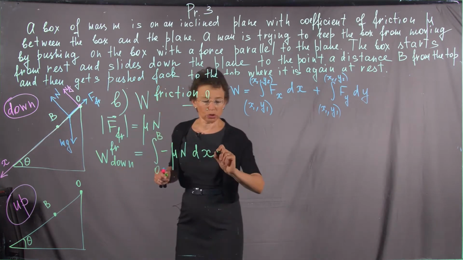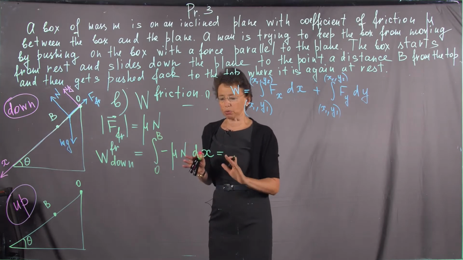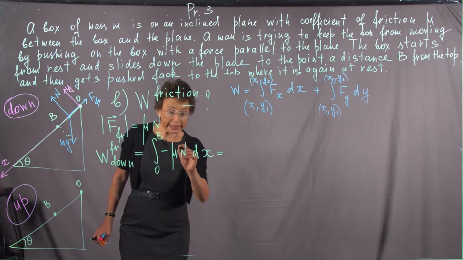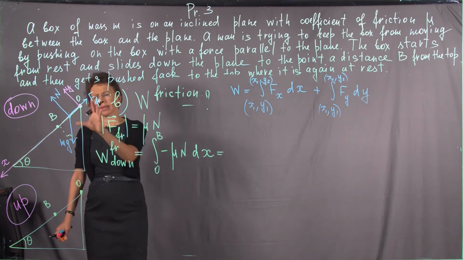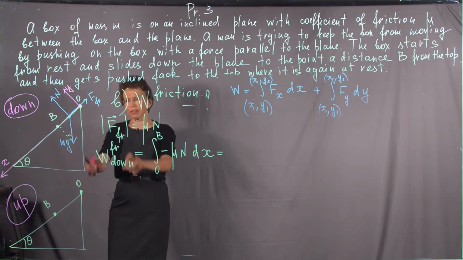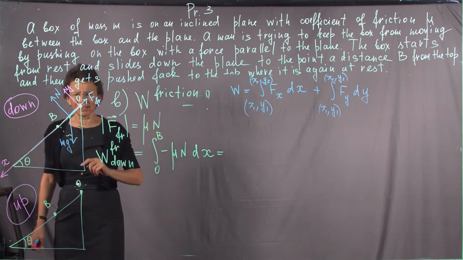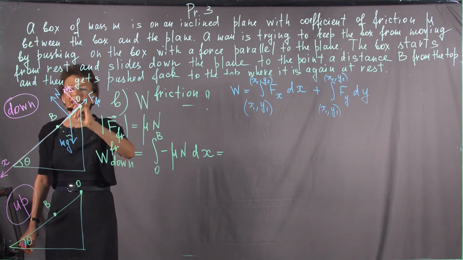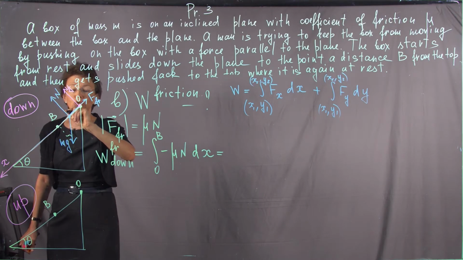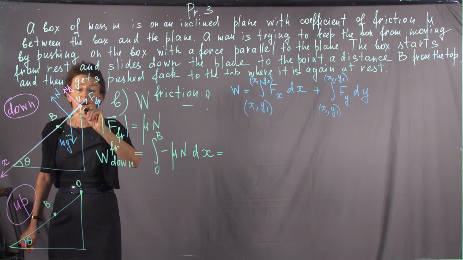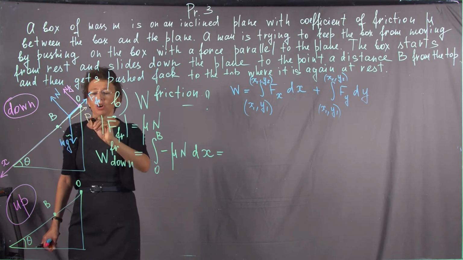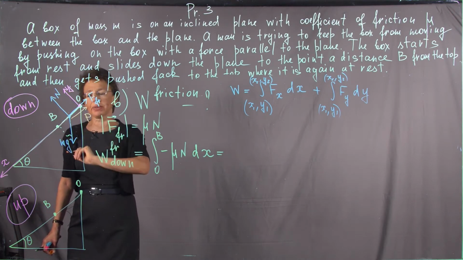Now I'm ready to take this integral, except one minor thing. I need to figure out what is n, what is normal force. And when I look at my free body diagram, I immediately realize that I forgot one more force that the man exerts on this box. Let's call it P, force exerted by the man.